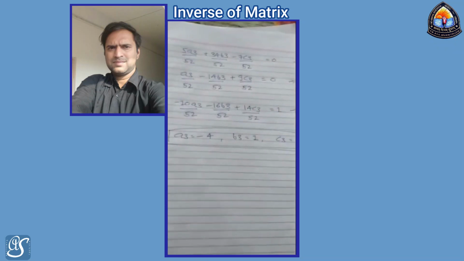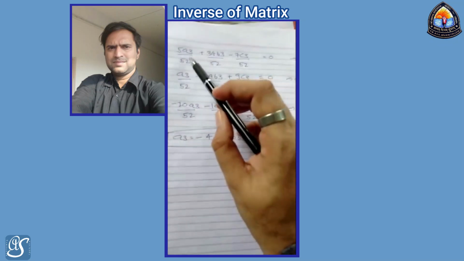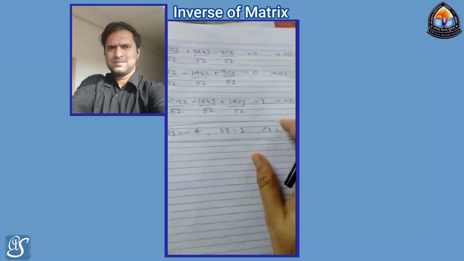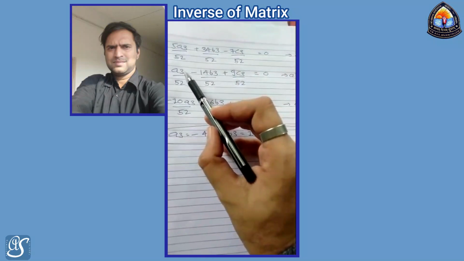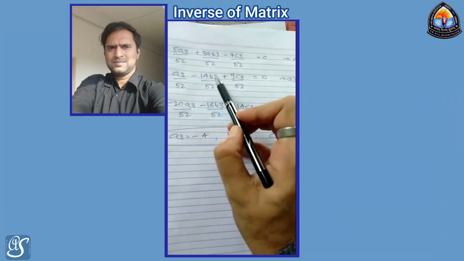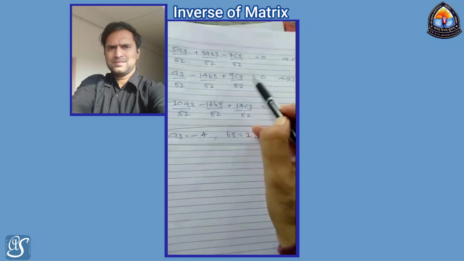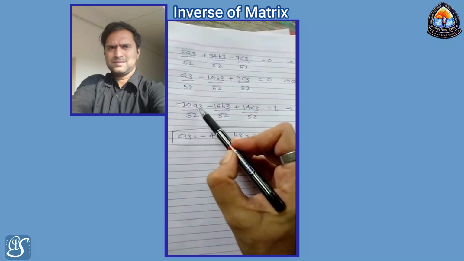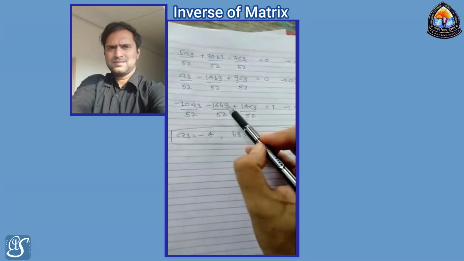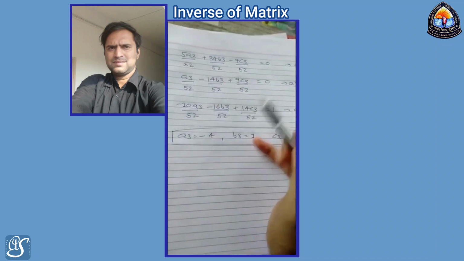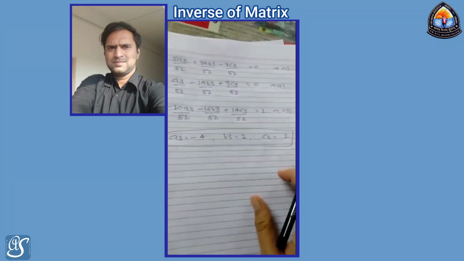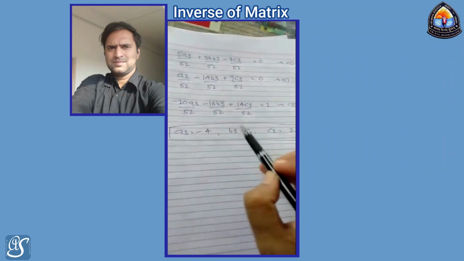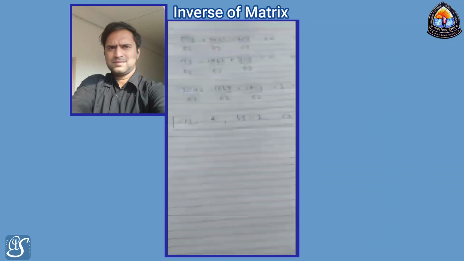Same way, multiply third row with first column. So 5A3 upon 52 plus 34B3 upon 52 minus 7C3 upon 52 is equal to 0, which is our first equation. Third row with second column: A3 upon 52 minus 14B3 upon 52 plus 9C3 upon 52, which is equal to 0. So this is the second equation. Third row, third column: minus 10A3 upon 52 minus 16B3 upon 52 plus 14C3 upon 52 is equal to 1, which is our third equation. Solve equations 1, 2 and 3 and we will get the value: A3 is equal to minus 4, B3 is equal to 1 and C3 is equal to 2.